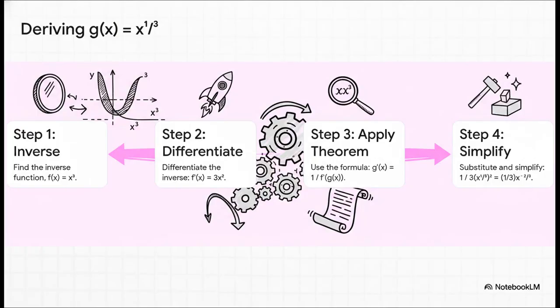All right, let's go back to our original problem, the derivative of x to the 1/3. Step 1, what's the inverse? Easy, it's x cubed. Step 2, differentiate that inverse. The derivative of x cubed is 3x squared. Step 3, apply the theorem. We're going to do 1 over that 3x squared, but we plug our original function into it. Step 4, substitute and simplify. And just like that, you get the answer. We've just proven the power rule for a rational exponent, and it was almost effortless.